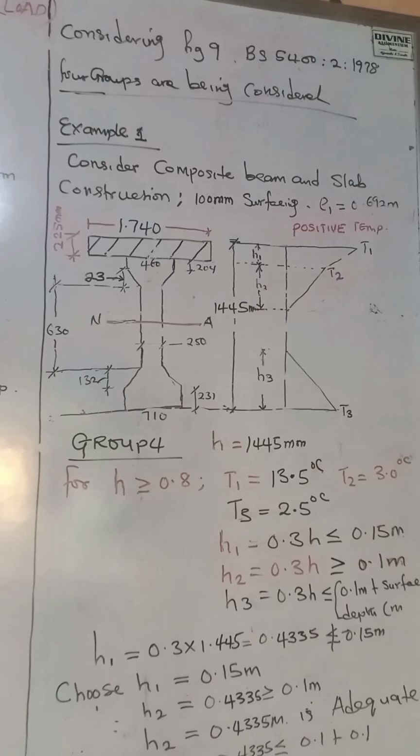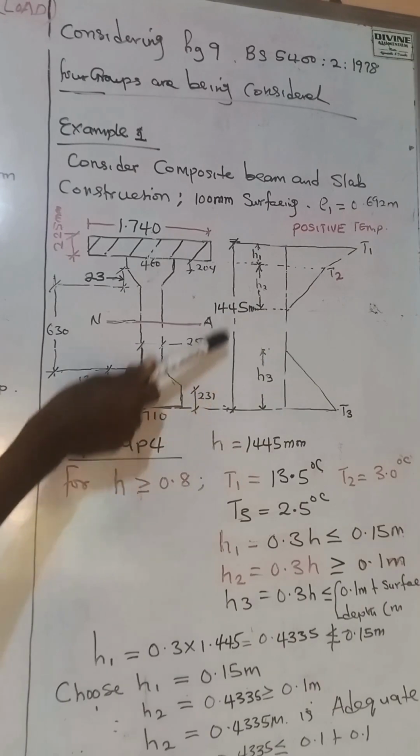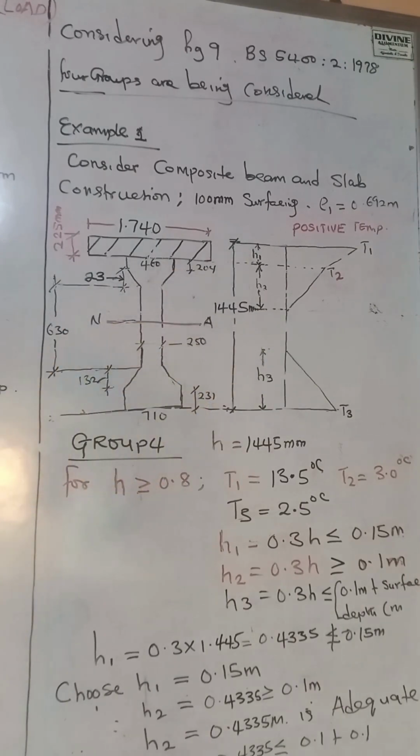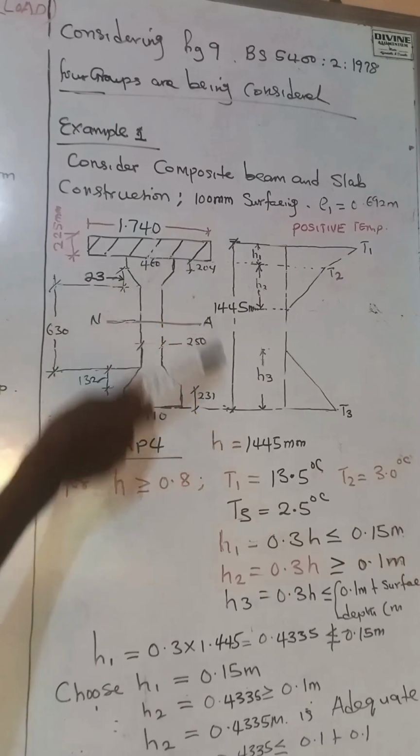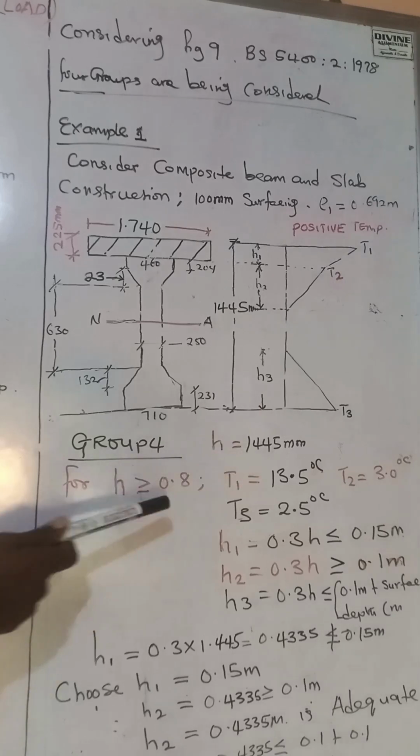All right. We just bring out from the code, we have T1, T2, T3. We have H1, H2, H3. Okay. So now what we are going to do, remember that from the code that we just looked at, we observe that this section belongs to group 4. And for group 4, we have the overall H for this particular section to be 1445 millimeter. Now for that same group 4, we have our H greater than 0.8 meter. So this H is greater than 0.8 meter.